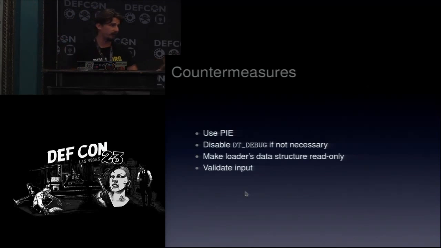Also, DT_DEBUG, why should it be there? Just remove it, or maybe enable it only if there is an exported variable, like an environment variable. If you want to do debugging, then you can enable it. Or you can try to make the dynamic loader data structures read-only, so if you try to tamper with them, you get a crash. Or just validating the input is also a very good countermeasure.